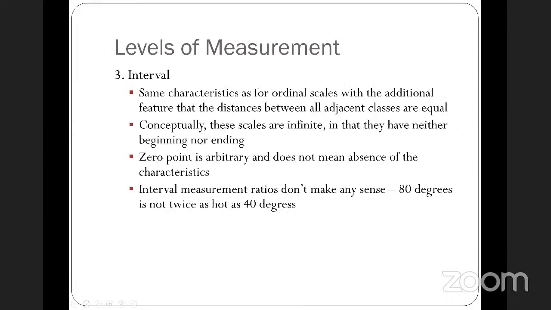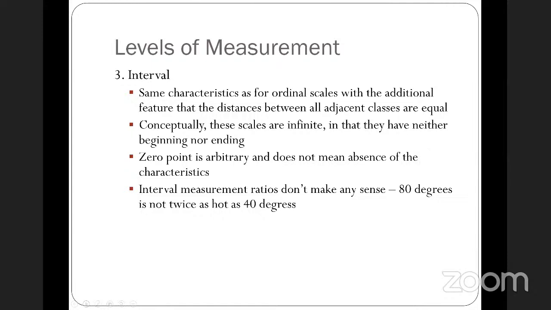We also have interval. It has the same characteristics as ordinal scales with the additional feature that the distances between all adjacent classes are equal. Conceptually, these scales are infinite in that they have neither beginning nor ending. So your zero point is arbitrary and does not mean absence of the characteristic. So for interval measurement, ratios don't make any sense. For example, 80 degrees is not twice as hot as 40 degrees.